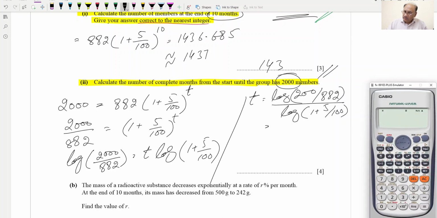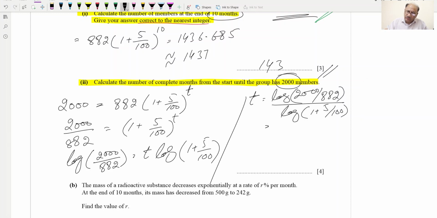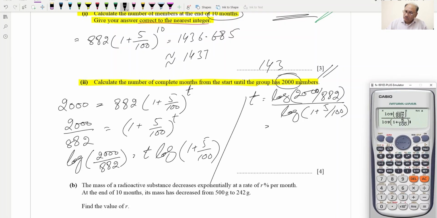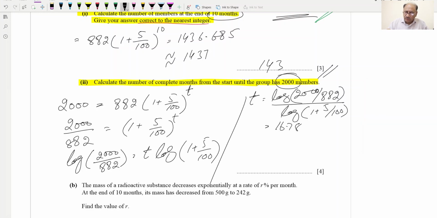And this one we can simplify. We will replace here, this will be log of fraction 200 over 882, closed, over log of 1 plus 5 over 100, closed, and this is equal to, basically we are making some mistake. It is not 200, it is 2000. If we check, this is 2000, so we will add 0. That's why we were getting negative, because we made a mistake. So 0 will be added here, and now we are getting 16.78, and the number of months we can round to 17.